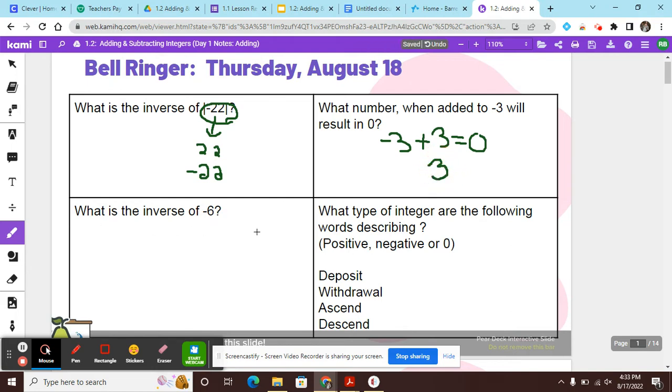Now we're looking for just a plain old, what's the inverse of negative 6? Well, inverse again just means the opposite. So the opposite of negative 6 is going to be positive 6.